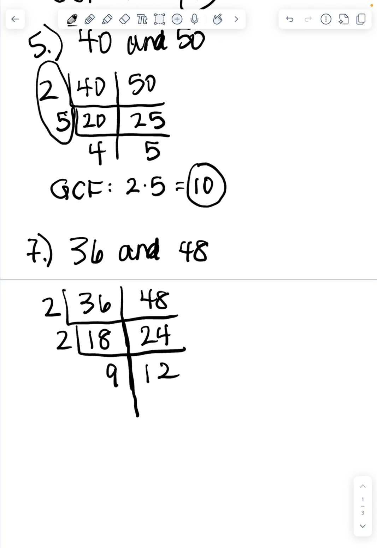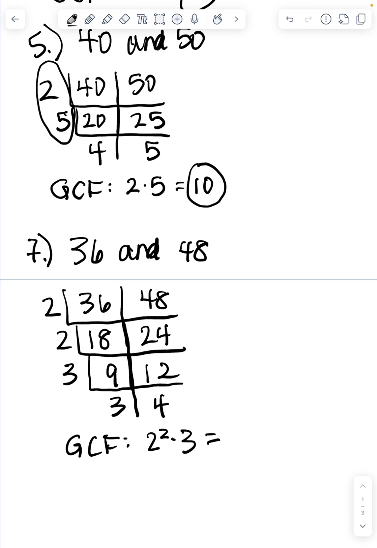All right, we can't do 2. Let's check 3. Yes, we can divide both of these by 3. That leaves us with 3 and 4. And we're done with that. There's no more prime numbers that divide out of both 3 and 4. So our GCF is 2 squared times 3, which is 12.